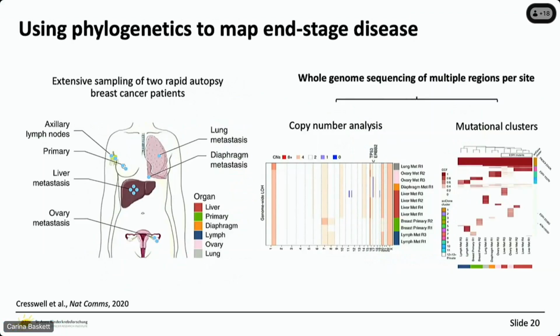Moving on to a separate study, this was in breast cancer. And in this study, we actually had two patients that had essentially donated their body to science. And at the point of death, when they died of their breast cancer, they underwent a rapid autopsy. And at this point, they had many metastases across the body. And in this rapid autopsy, what we were able to do is take samples from many of these different metastatic sites, and sometimes multiple different samples from these different metastatic sites. And then we applied deep whole genome sequencing across these different regions and did our classic evolutionary genomics analysis, including copy number analysis and also analysis of different mutational clusters.